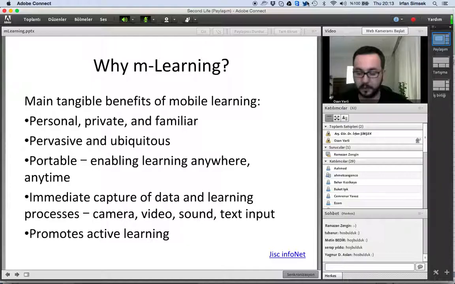Of course, with mobile learning, there are some theories involved. Some new pedagogies are actually emerging with mobile learning. One of them is active learning. That means the learner is at the core of the learning process, and the learner is active, has a say in his or her own learning experience, and is quite autonomous in that sense.